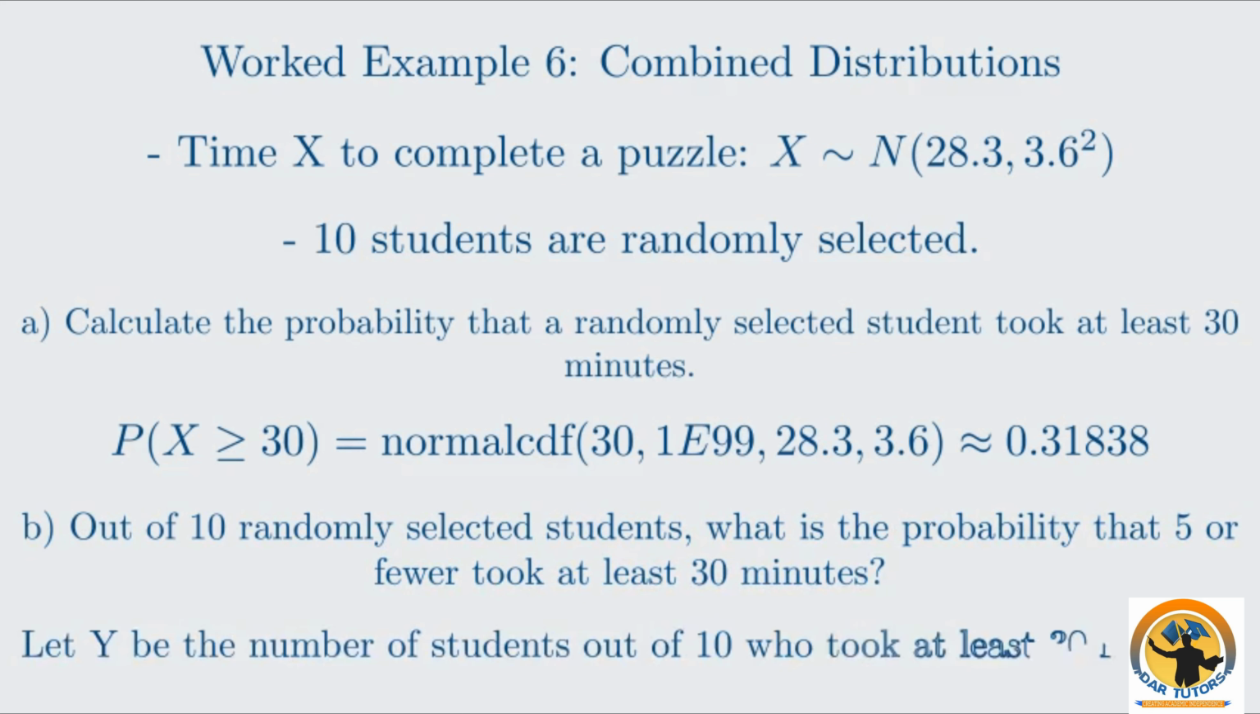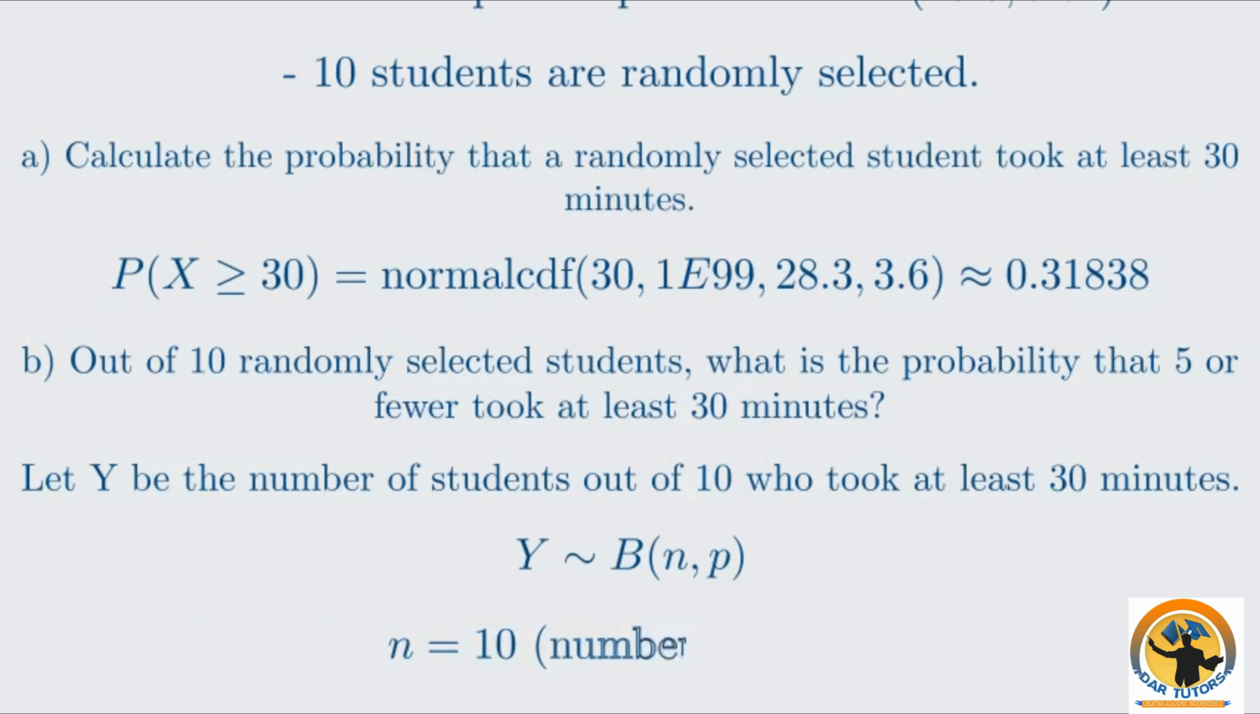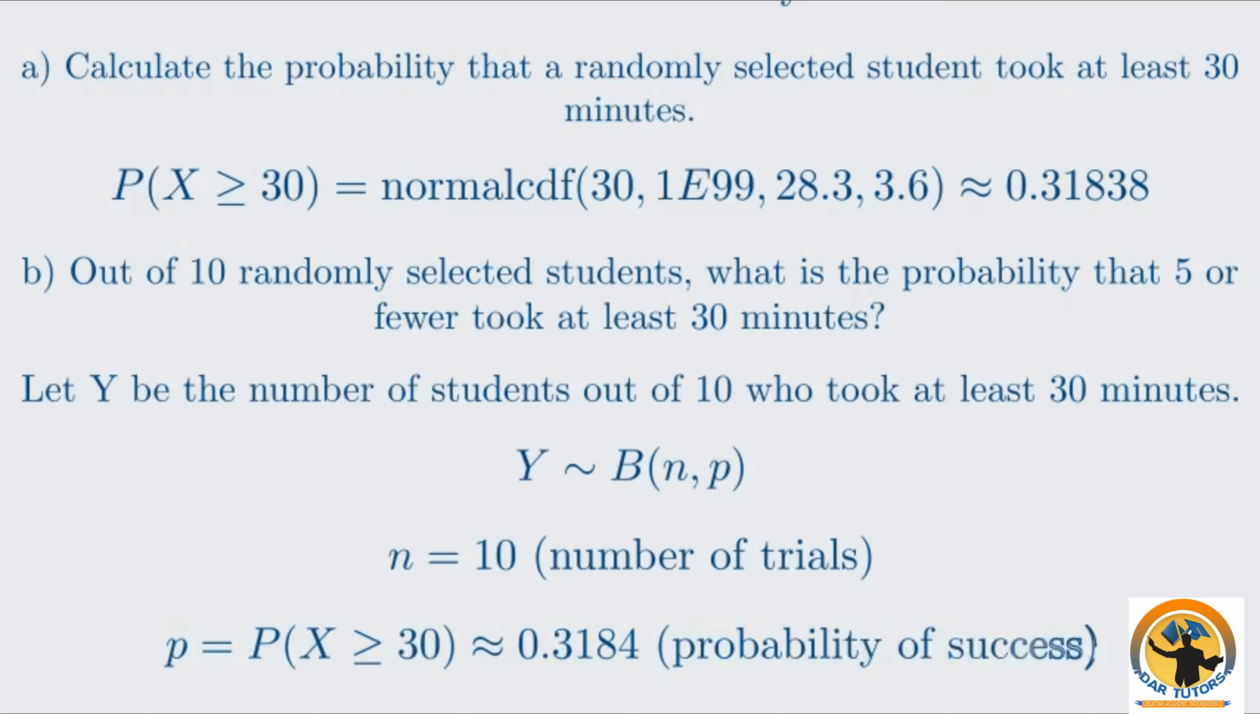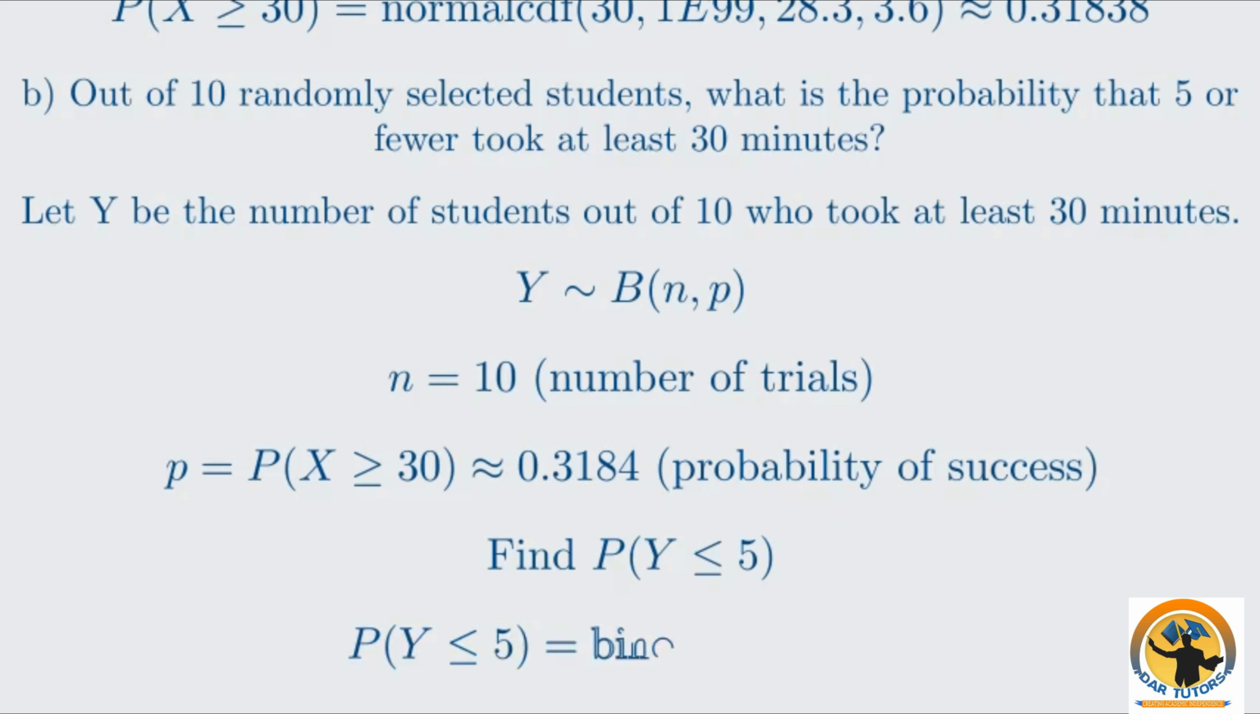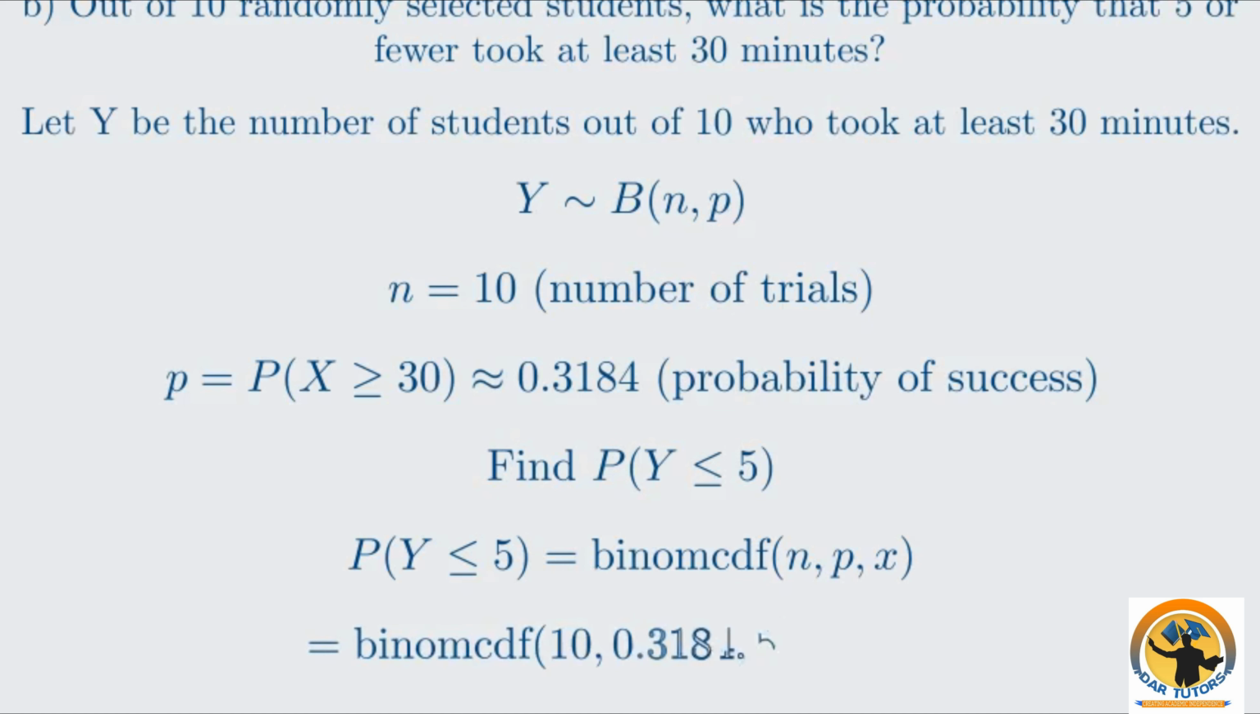Let's define a new variable, Y, as the number of students out of 10 who took at least 30 minutes. The number of trials, n, is 10. The probability of success, p, for each trial is the probability we just calculated, 0.3184. The question asks for the probability that 5 or fewer students took at least 30 minutes, which is P(Y ≤ 5).